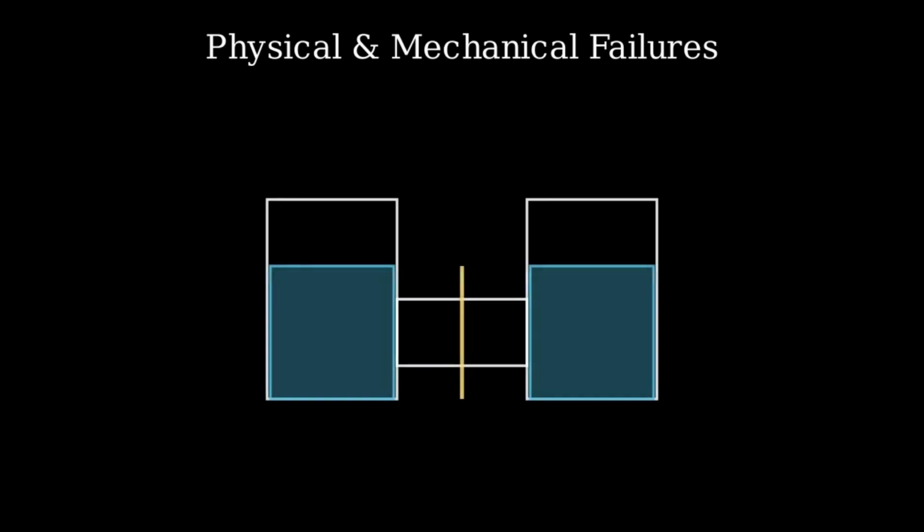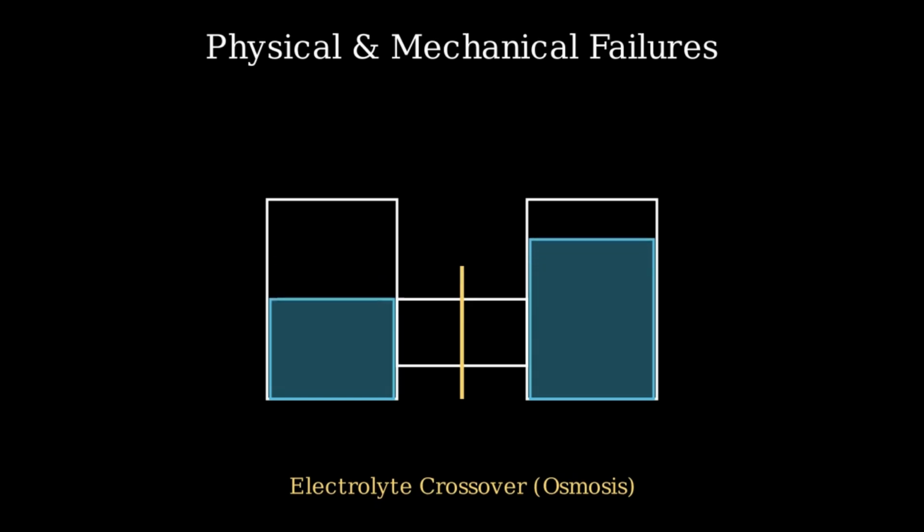Finally, Category C: physical and mechanical failures. If you notice the liquid level rising in one chamber and dropping in the other over a few hours, you have electrolyte crossover. This is caused by a torn membrane, or osmotic drag from using imbalanced liquid concentrations.